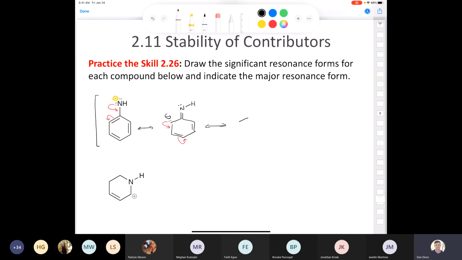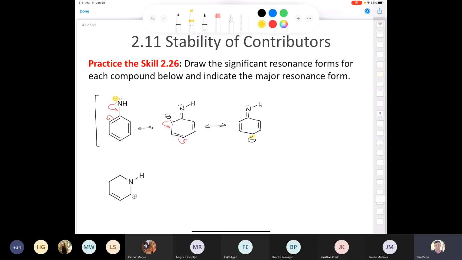Let's draw what the next contributor will look like. I've formed a double bond here. I never touched this one. I didn't touch any of this stuff up here. I'll leave that all the same, but now I'm going to have a lone pair here, and there's going to be a negative charge because there is a hydrogen here. I'm not drawing it in because it's a bond line structure, but it's there.